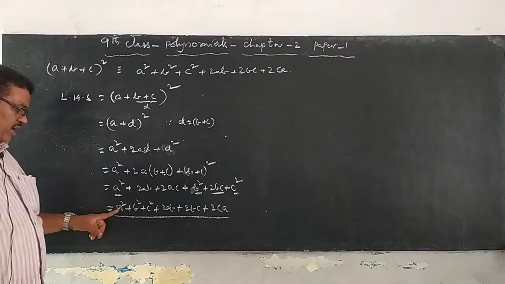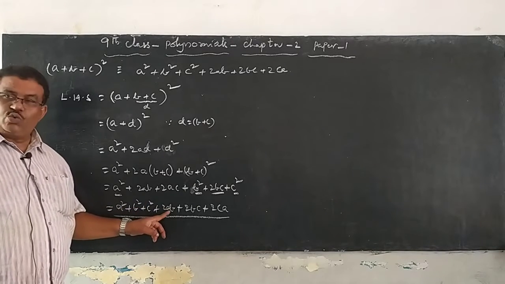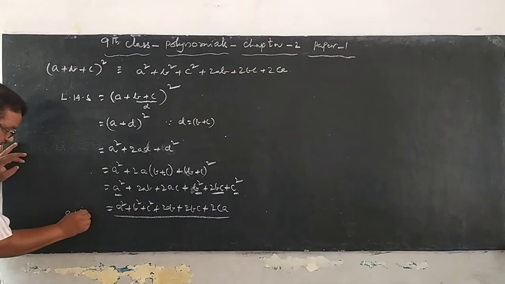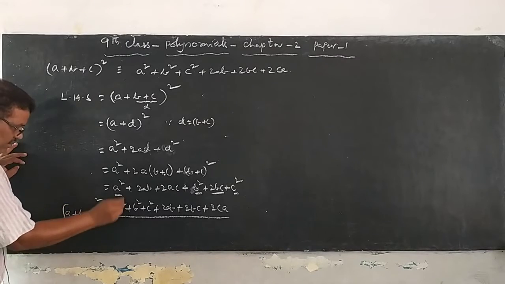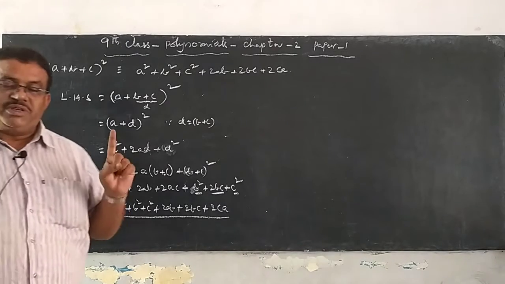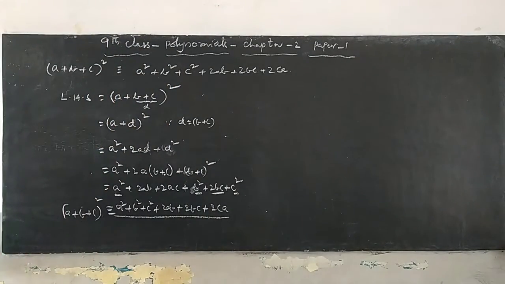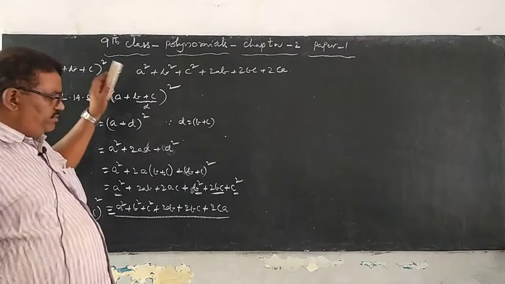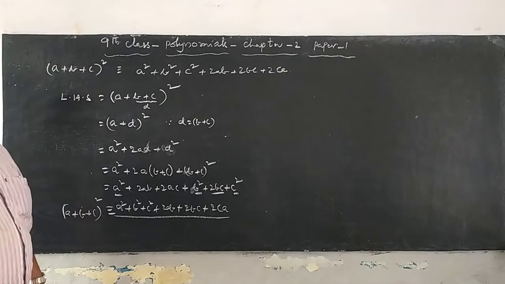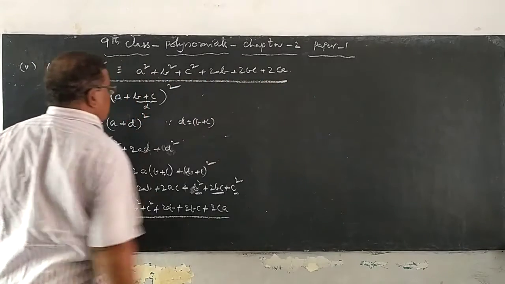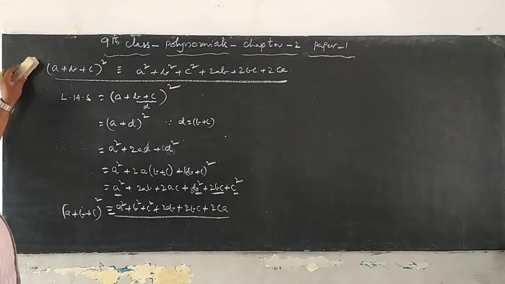So this is the expansion of (a plus b plus c) whole square: a square plus b square plus c square plus 2ab plus 2bc plus 2ca. This is the expansion of the identity (a plus b plus c) whole square, identically equal to a square plus b square plus c square plus 2ab plus 2bc plus 2ca. Take the screenshot and write it in the classwork. Now we are going to do problems on this identity, the fifth identity. Keep in mind this is (a plus b plus c) whole square. Okay children, right.